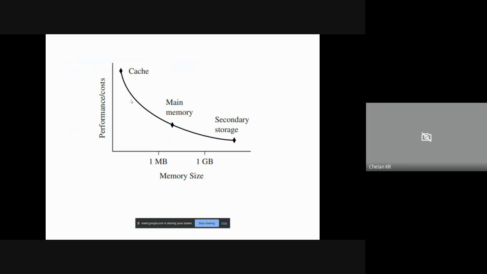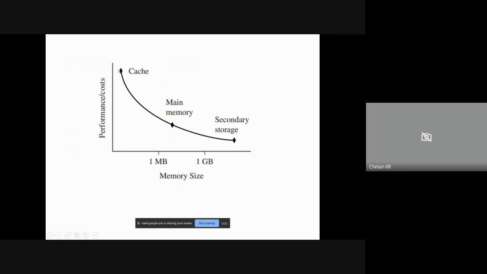If you are talking about the speed or the performance, definitely cache has very good performance, as per the graph. On the x-axis, size is there. Size is increasing. Compared to cache size, main memory size is completely more than that, and even more is secondary storage. The size is increasing along the x-axis. On the y-axis, we have performance. You can see that performance is declining, which means the speed is declining.